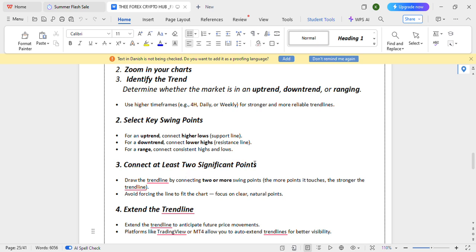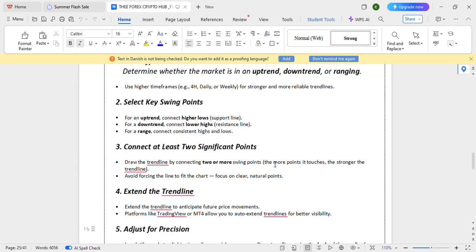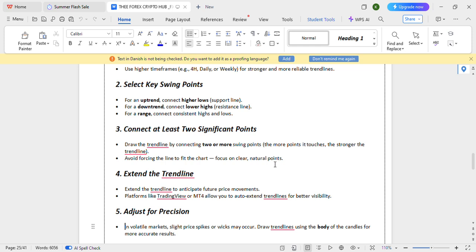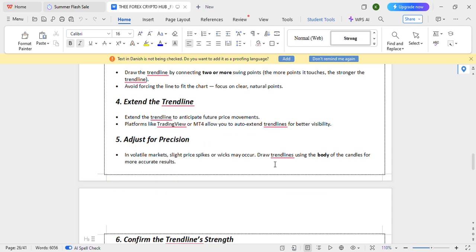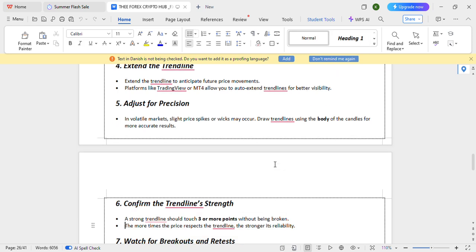Then once you have selected them, connect them now with that line. That line is now what we call a trend line. Connect at least two significant points. So that means you need to have a minimum of 2 points for the trend line to be valid. Then once you have connected that, you can extend the trend line. This is now for future price movement.